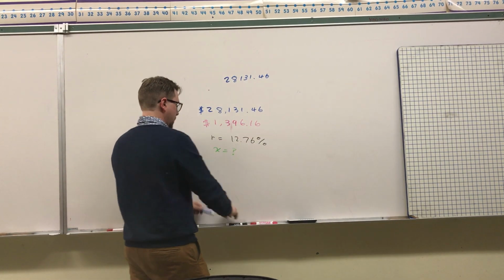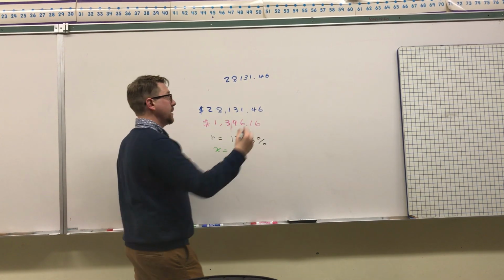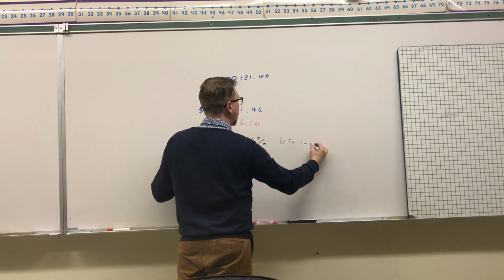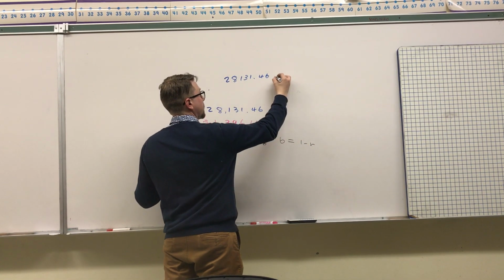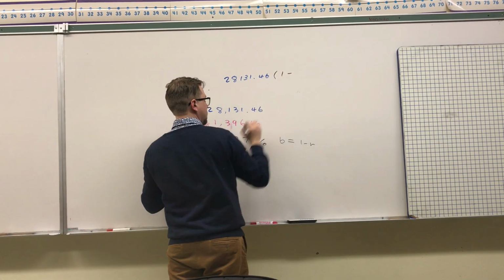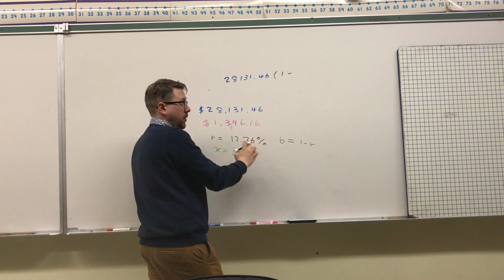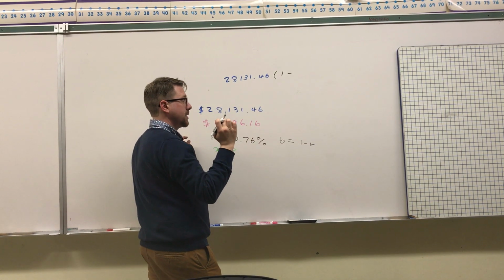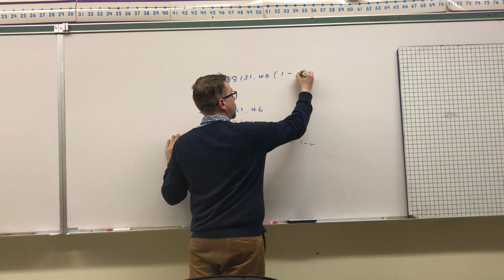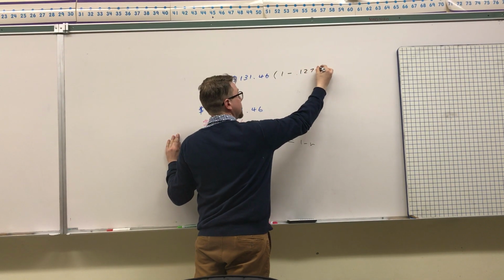So 28,131.46, and we're going to multiply it by our b. b is equal to 1 minus r. So that is times 1 minus, and this is a percentage, so we want to divide it by 100 to find out what our r is, because it's in decimal land. So that's 0.1276.